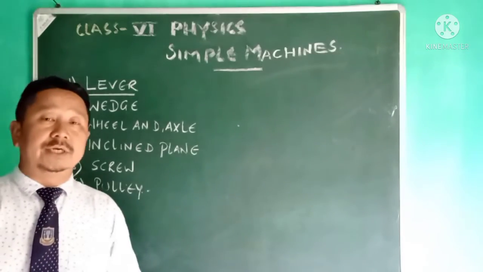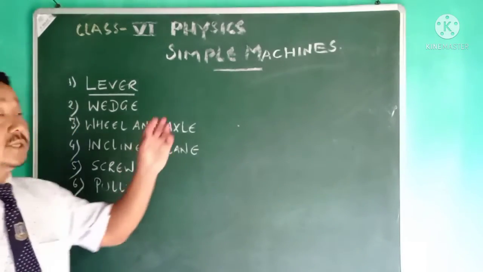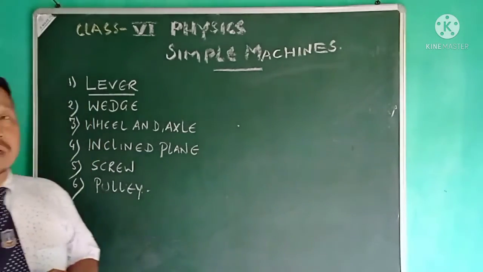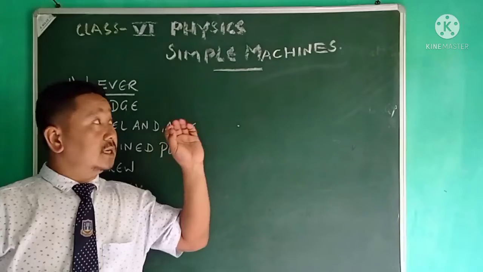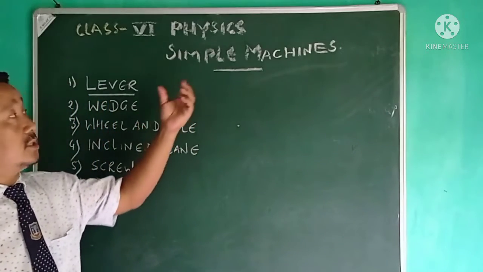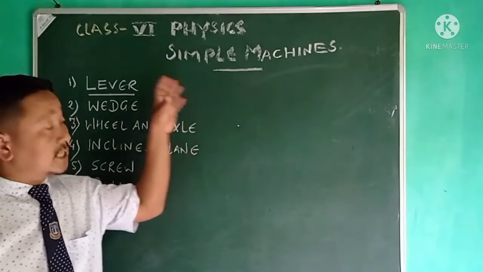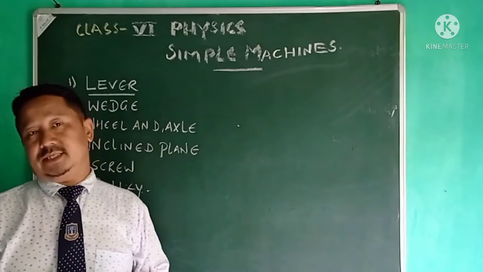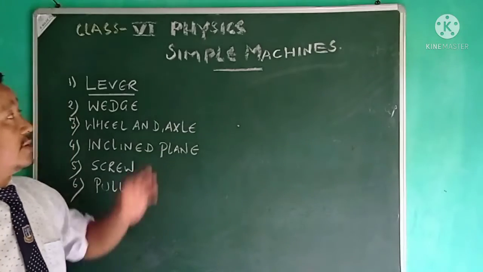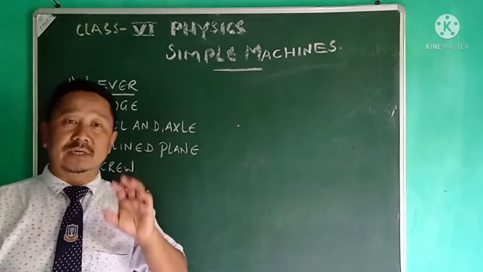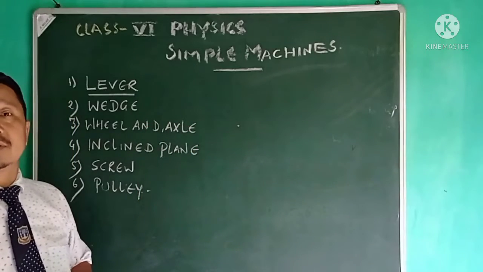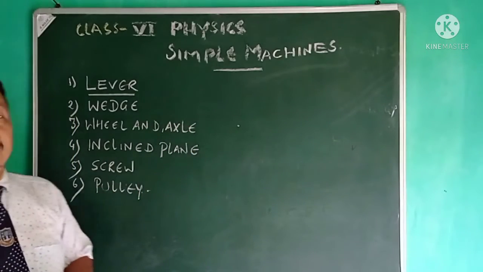Dear children, I'm here with chapter number 4, that is simple machines. In your book it is given as energy, but I have changed the topic. Why? Because in this chapter we'll talk about only simple machines. That's why I find simple machines to be the appropriate topic of this chapter. So let us talk about simple machines.